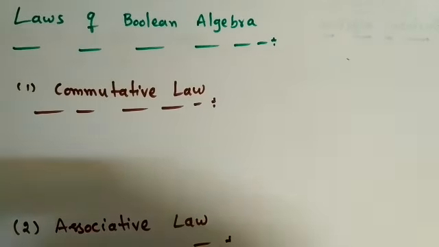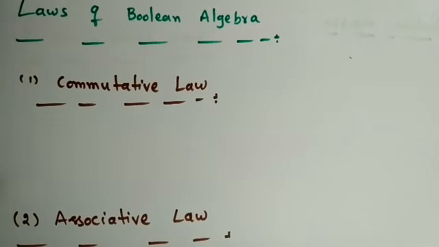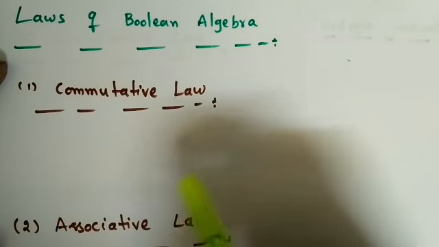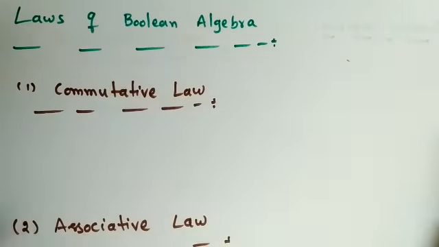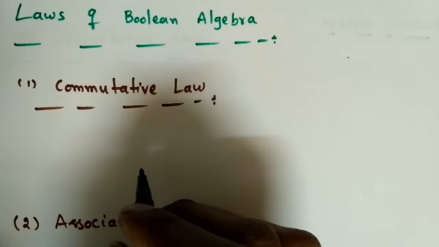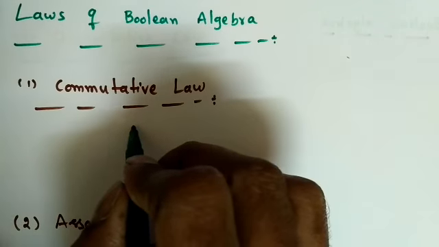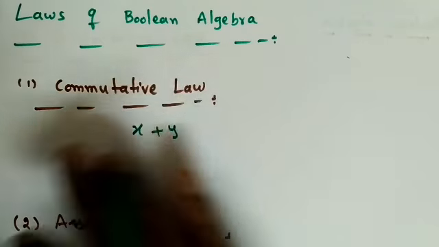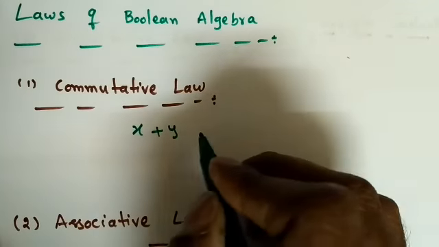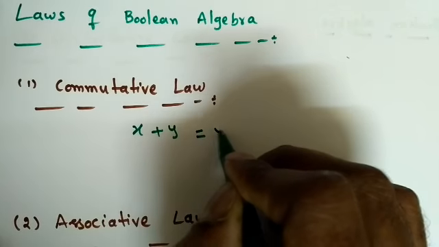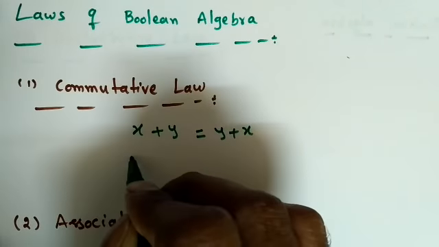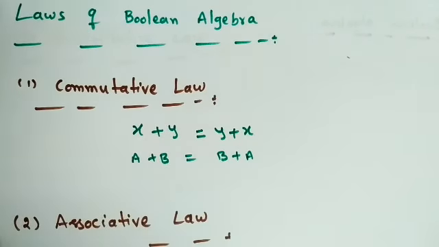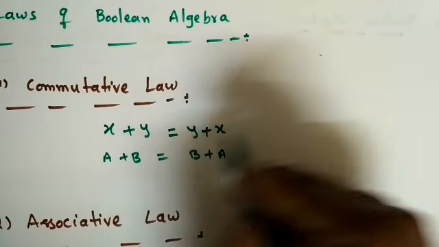Now we'll see what are the laws obeyed by Boolean algebra, right? We always see three laws: commutative law, associative law, and distributive law. What is the commutative law? Suppose we are doing some operation, say x plus y, where these are the two variables. If I interchange their locations, we get the same result. That is the commutative law: y plus x, or a plus b is equal to b plus a. This is using the OR operation.